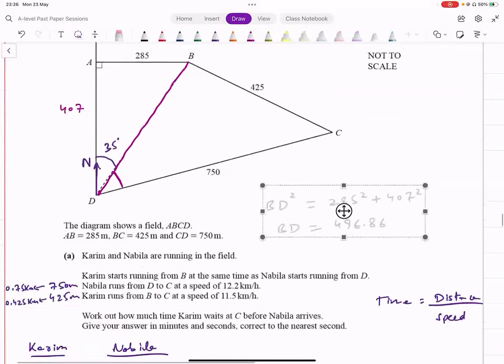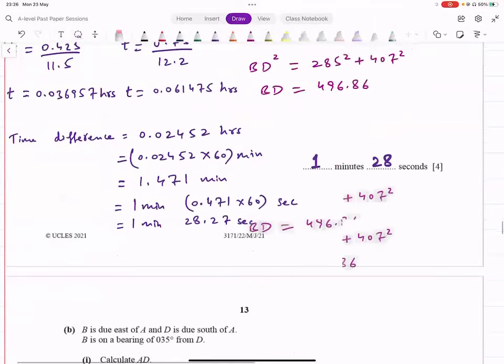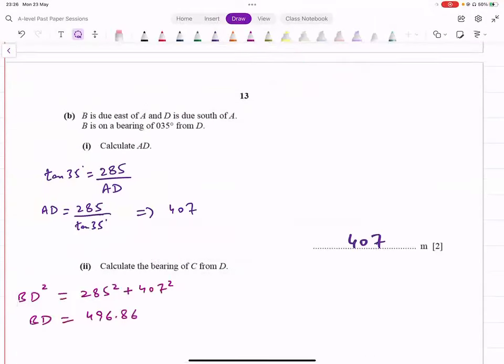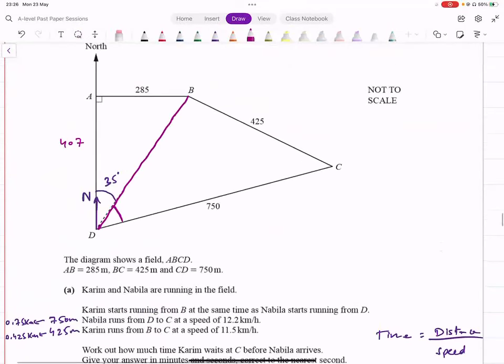We'll take this again to that working part. आपको वहीं पे show करना है. This is the length BD. हमने length BD figure out कर ली. ठीक है, ये आ गई. अब जब length BD भी आ गई हमारे पास, we know that this is 496.86. Now we've got a triangle in which we know three sides. Three sides पता है हमें.